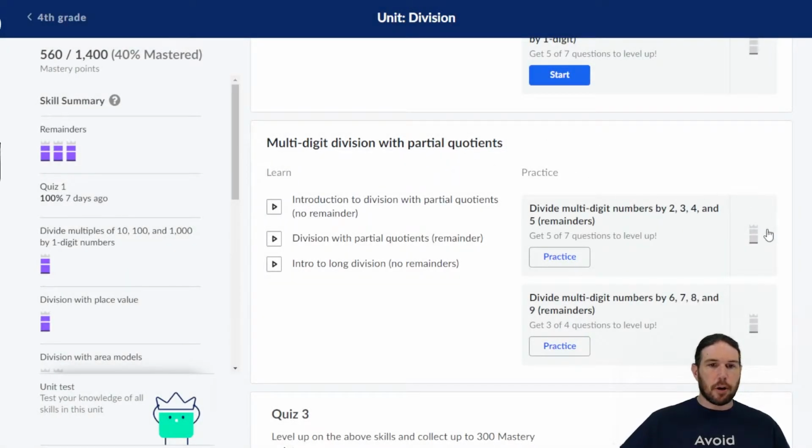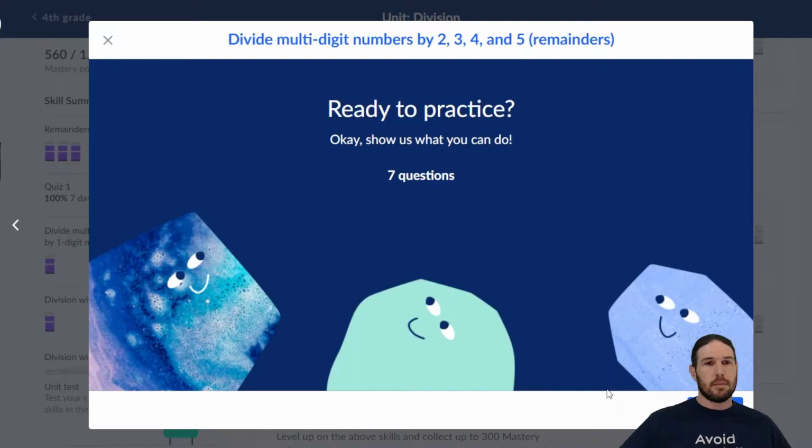Multi-digit division with partial quotients. Sounds like so much fun. We're going to start with divide multi-digit numbers by 2, 3, 4, and 5. So these should be fairly quick.